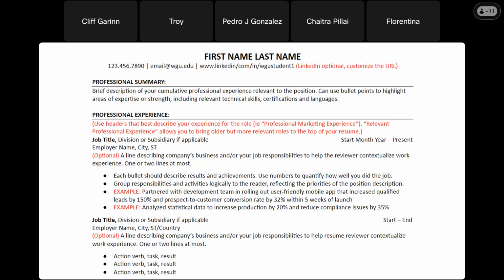Let's see, Megan. Can you clarify 5 bullet points per job title, not in total? Yes, correct. Job number one, your most current job, if you have 5 to 7 bullet points for each individual job, that's there.